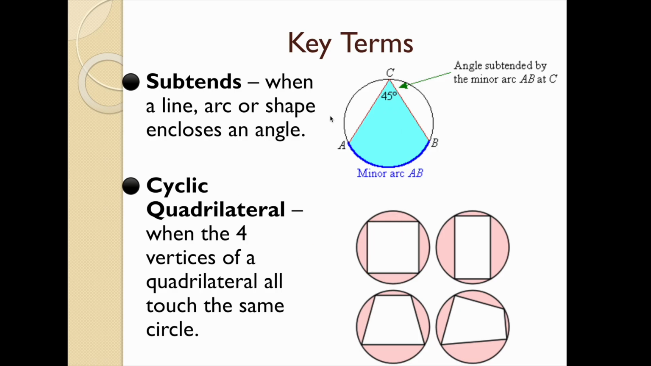So I want y'all to take this down. This is very important, guys. So make sure you take this down. As you can see here, this 45-degree angle is subtended by the minor arc AB.